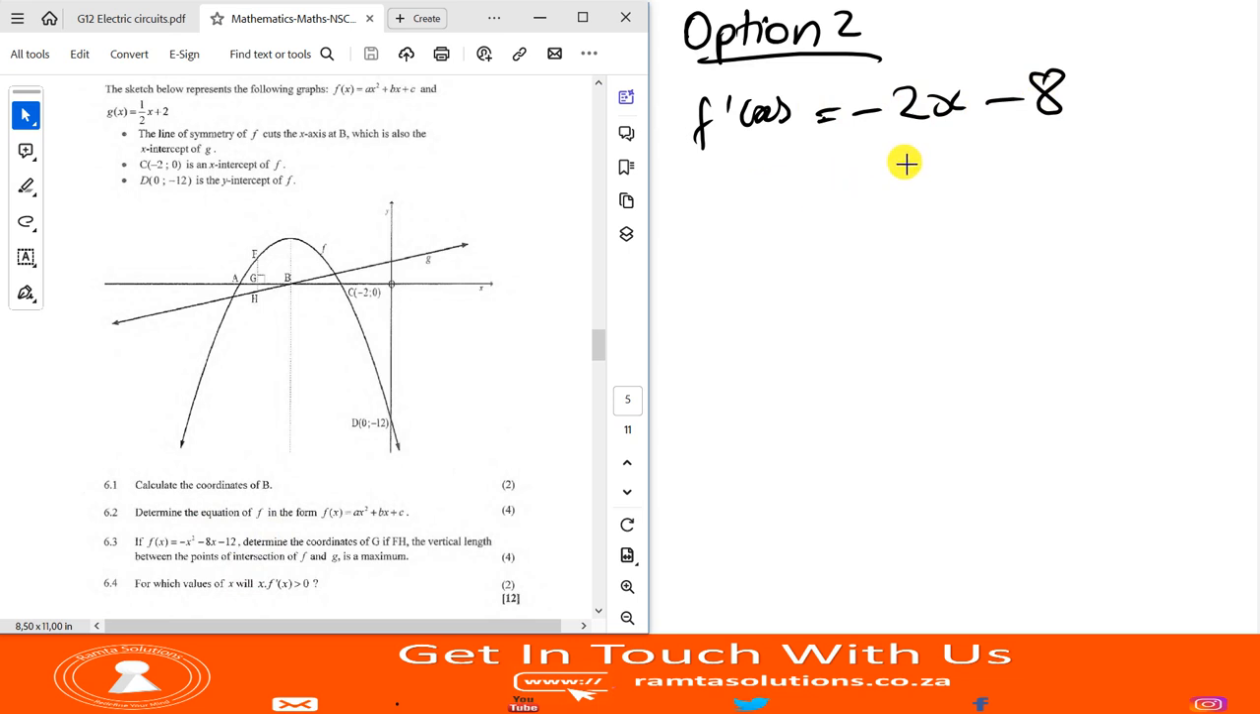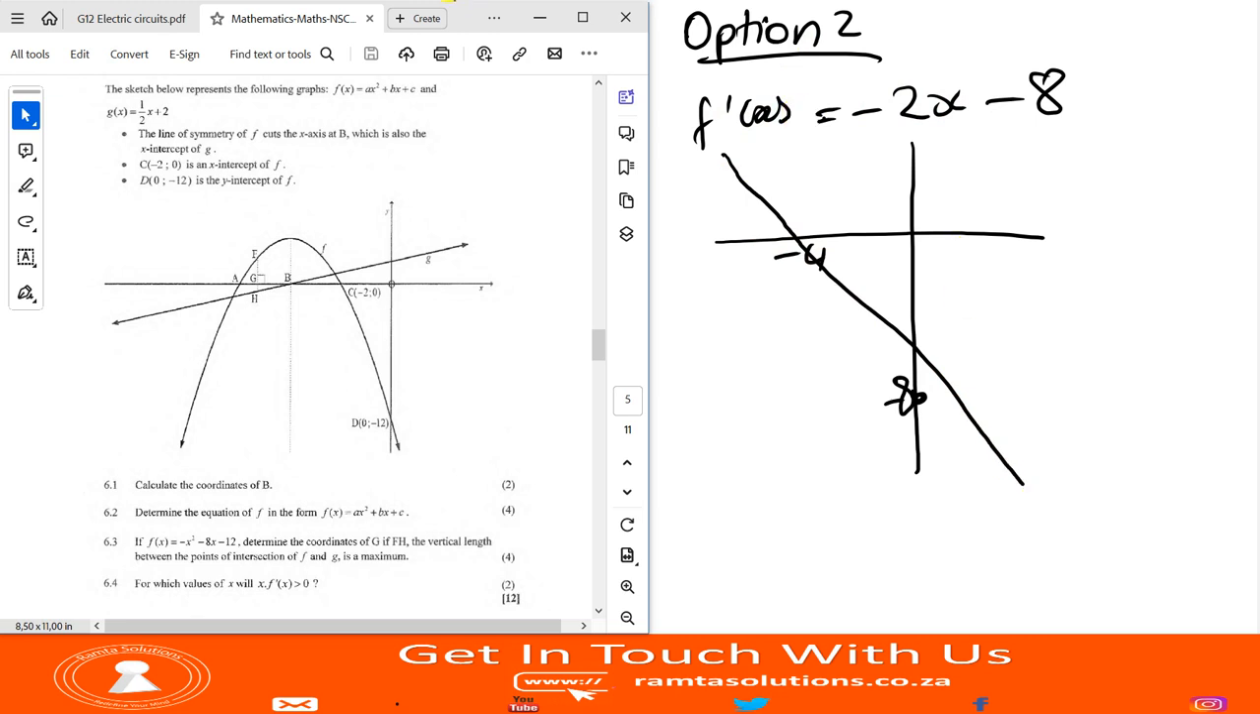Now let's try to draw this. It means this is a negative slope, right? So its y-intercept is at 8. And then what is its x-intercept? It'll be 8 divided by negative 2. It'll be negative 4 like this.